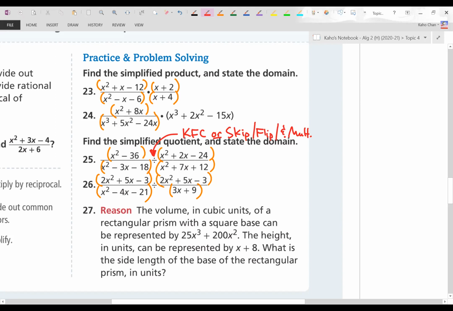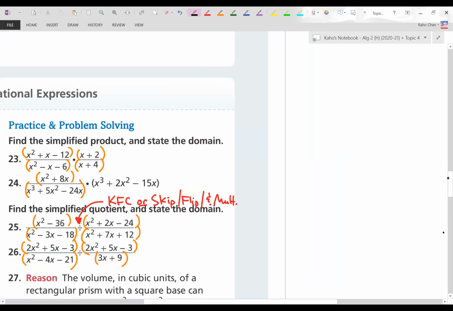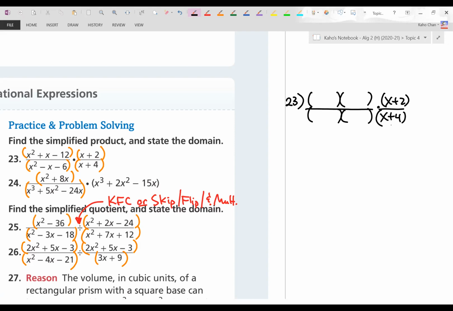Before we jump to 25, 26, let's do number 23 and 24 off to the side here. Got some room up here? Yeah, I do. Sweet. Okay. 23. X squared plus x minus 12 can be factored. X squared minus x minus 6 can also be factored. So the ones that can be factored, those quadratics, I'm leaving blank in my work. So what times what equals negative 12 when added together will give me positive 1? That's what I'm thinking about.